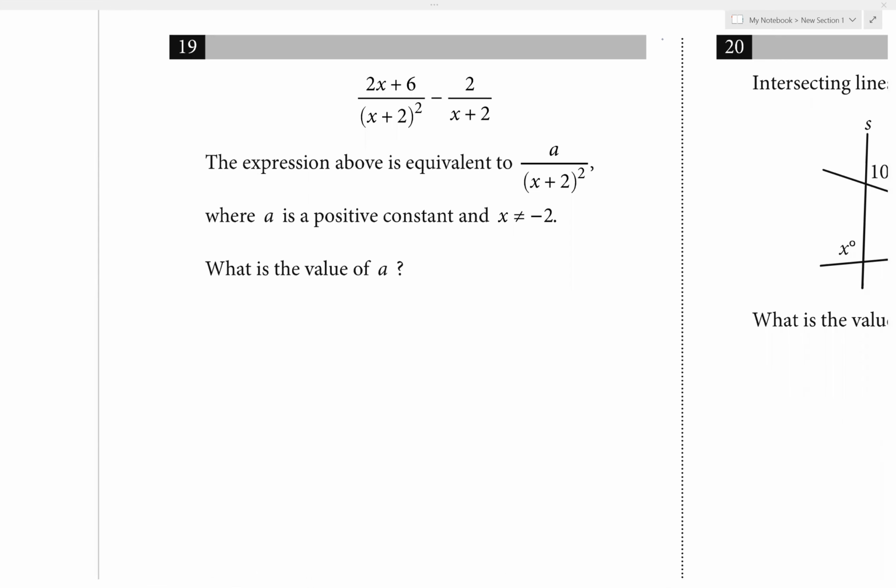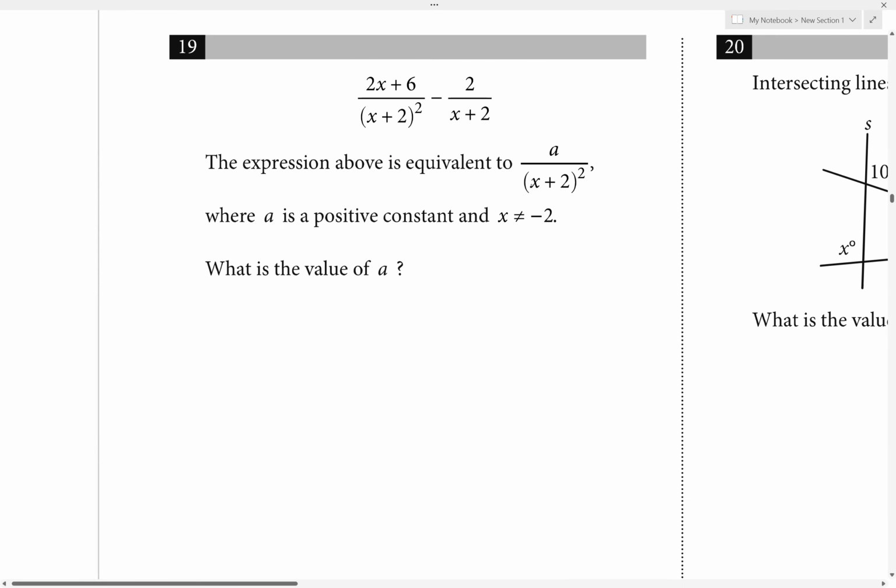Okay, question 19. The expression above is equivalent to a over (x plus 2) squared, where a is a positive constant and x is not equal to -2. What is the value of a? Okay, so we're trying to figure out what a is. We know this whole thing is supposed to be equal to a over (x plus 2) squared.